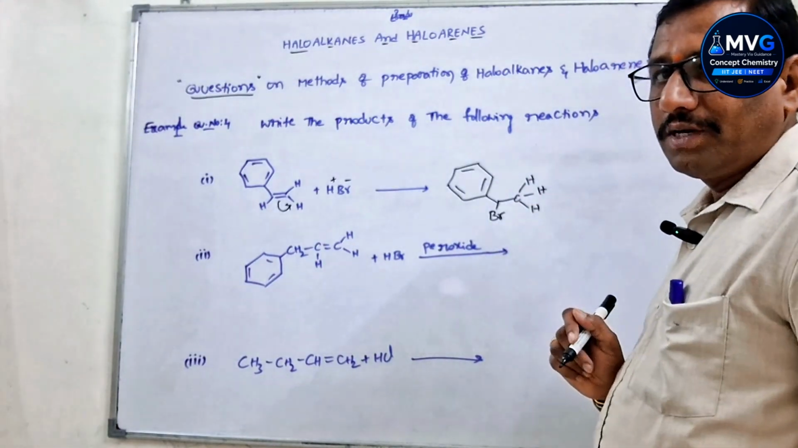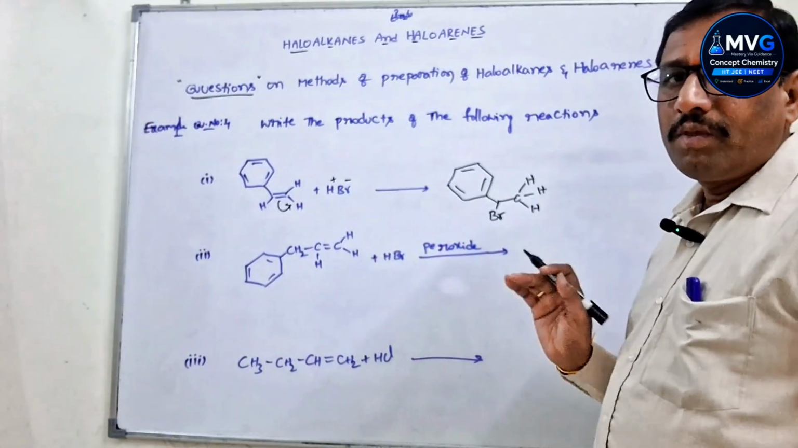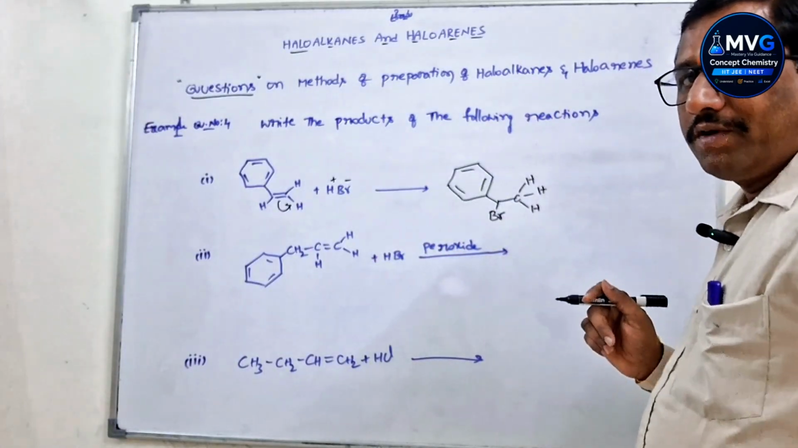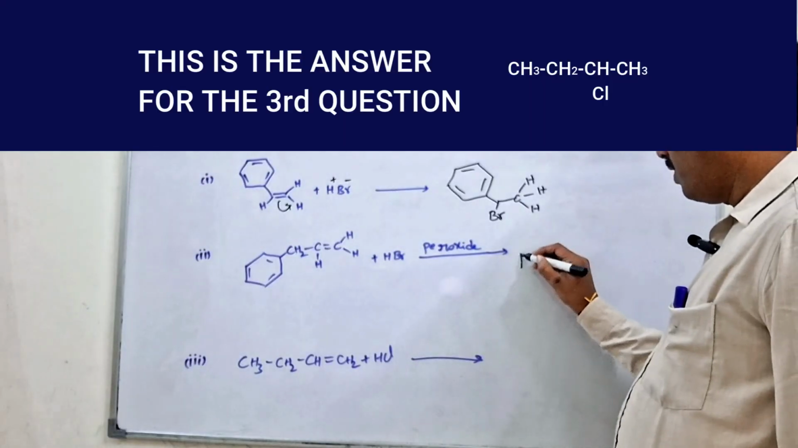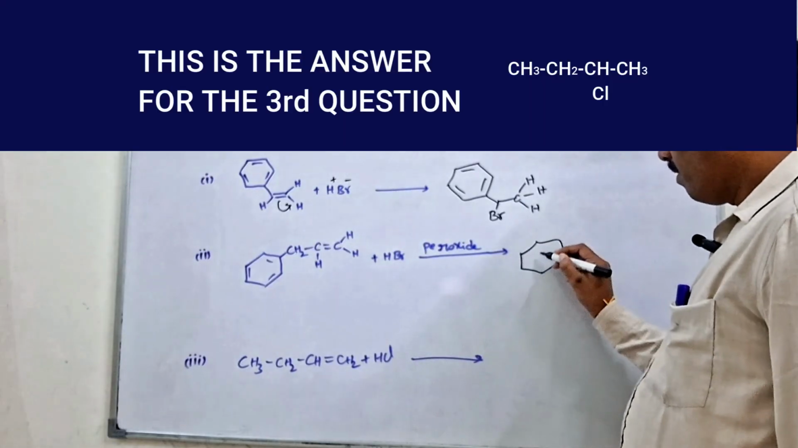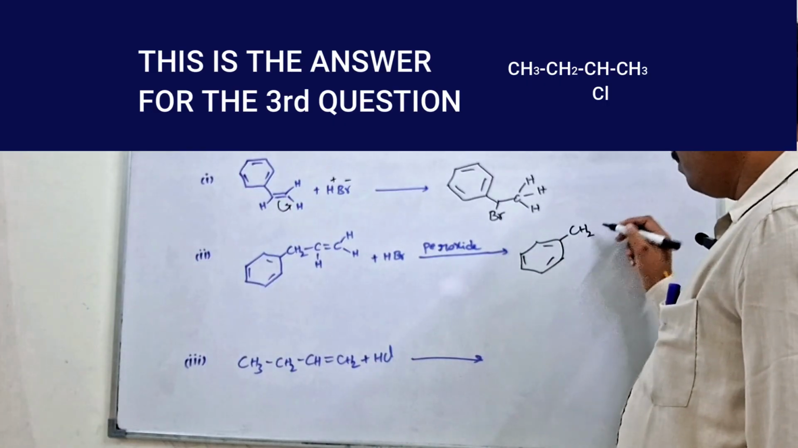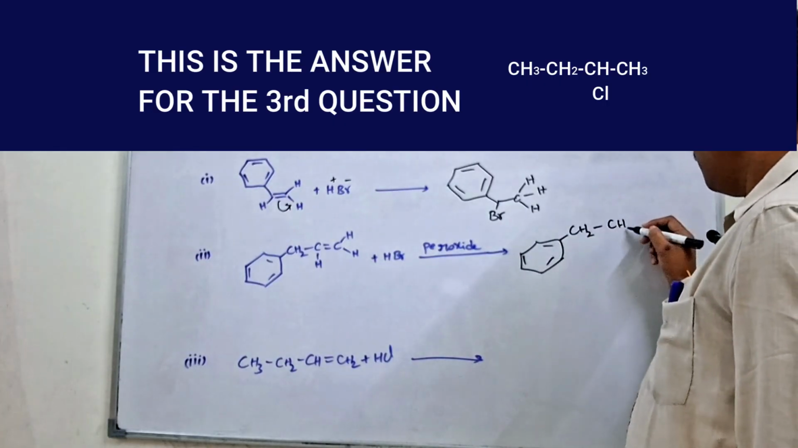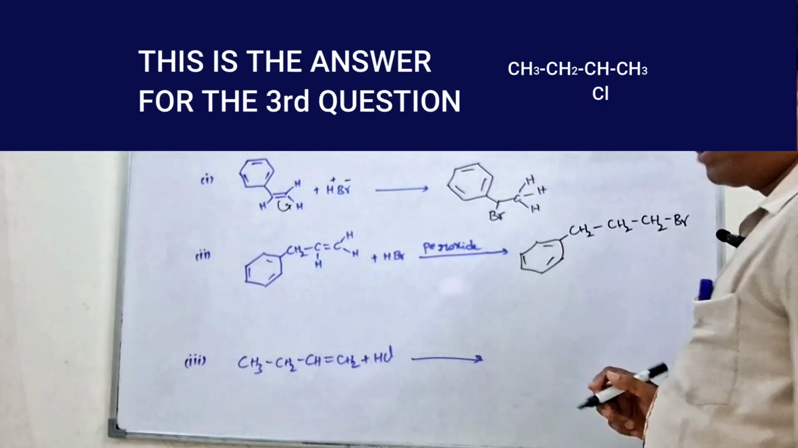Br is attacking, students. Same way, here this is opposite to the Markovnikov addition rule. That's why here the product is CH2, here CH2, Br is the product, students.